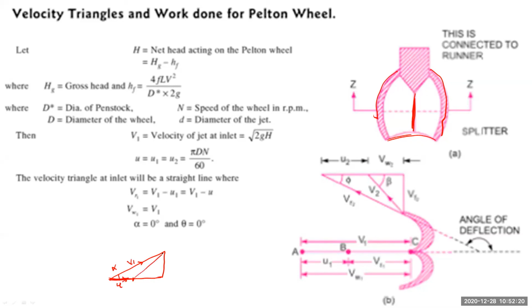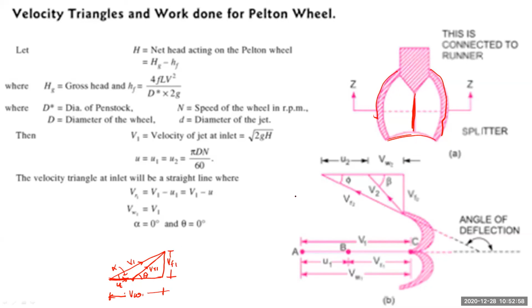When you connect this, it is nothing but the vectorial difference of the velocity of the water jet and your bucket speed. So here you get the relative velocity VR1, and it makes the angle theta. This is your alpha angle, this is your theta angle, and the vertical and horizontal components of V1 are VF1, the vertical component, and VW1, the whirl component, which is the horizontal component. Keep this in mind always.